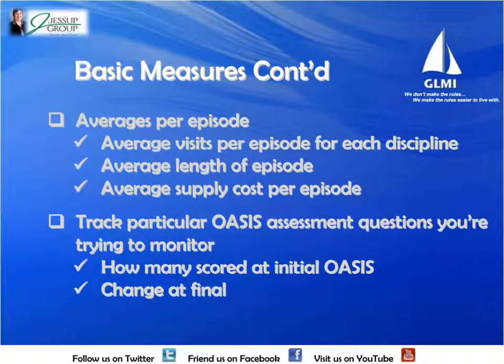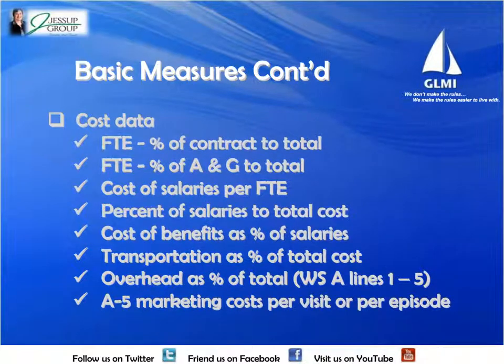We always calculate for our clients the average visits per episode by discipline. You can also calculate the average length of episode and the average supply cost of episodes. You may want to track particular OASIS assessment questions. All of the information is not in the cost report, but it gives you some of the information you need to combine with your OASIS scoring questions to calculate those metrics. And then, of course, there's a wealth of cost data within the cost report that you can calculate, from FTEs to percent of salaries and benefits and transportation and so on.